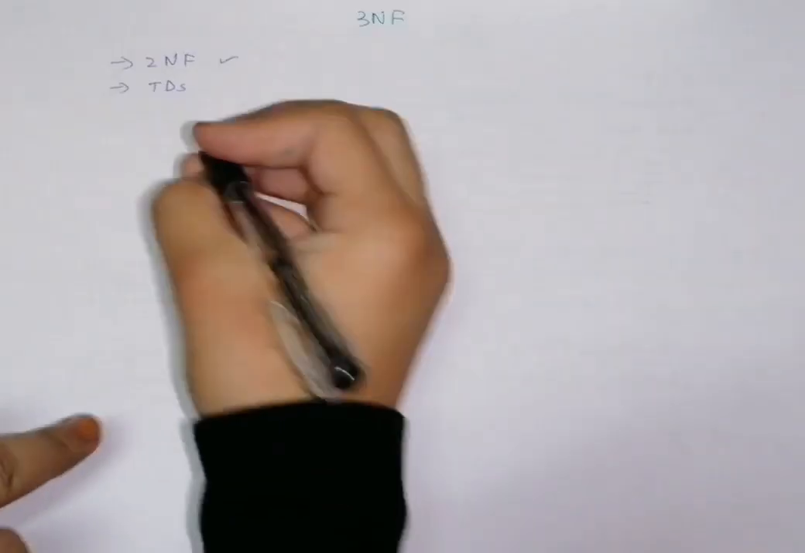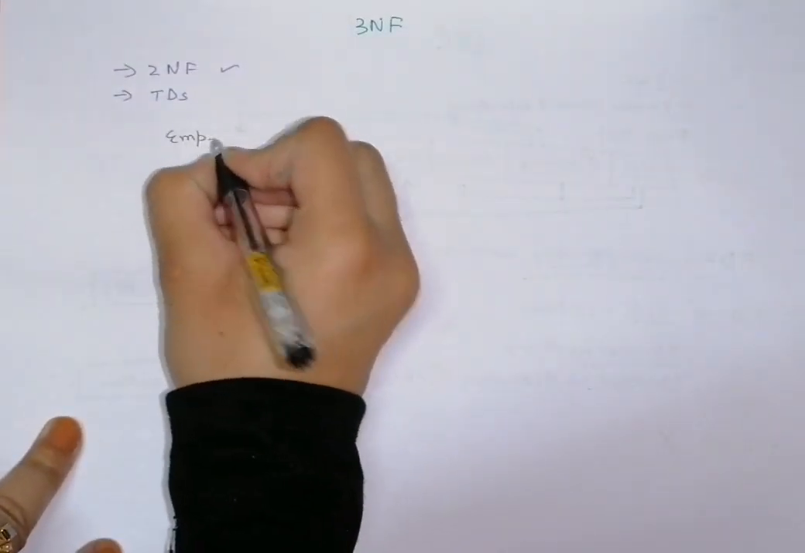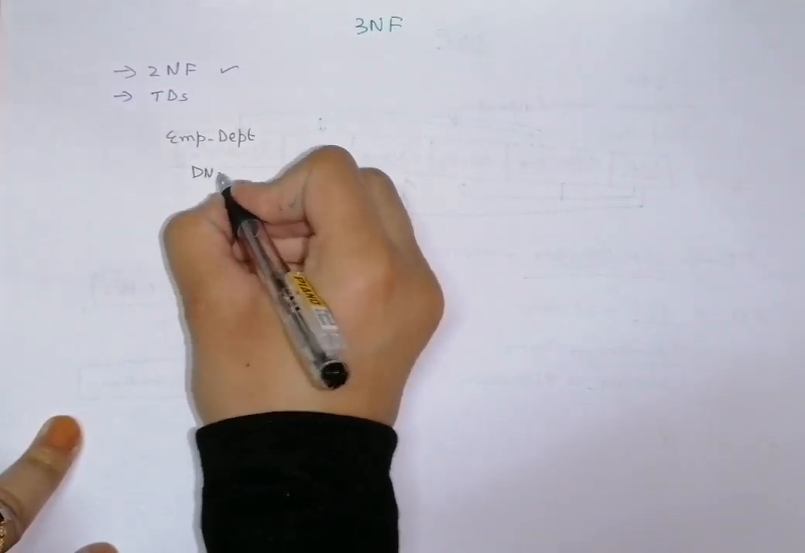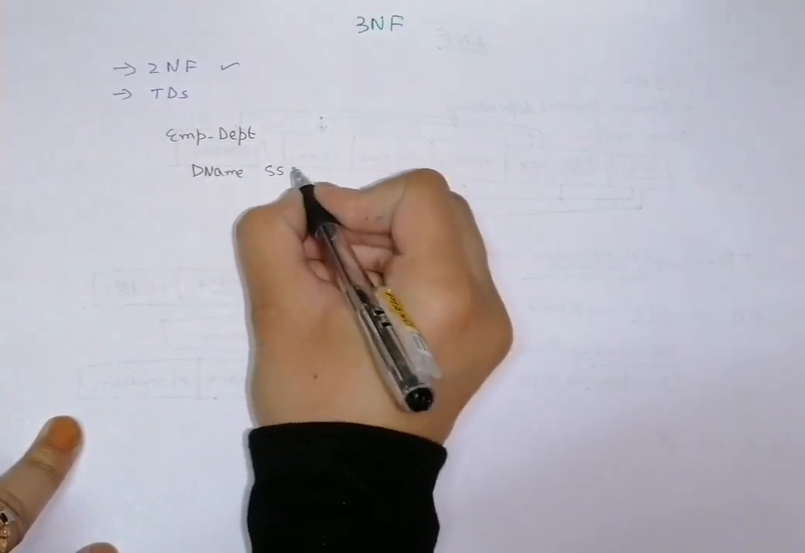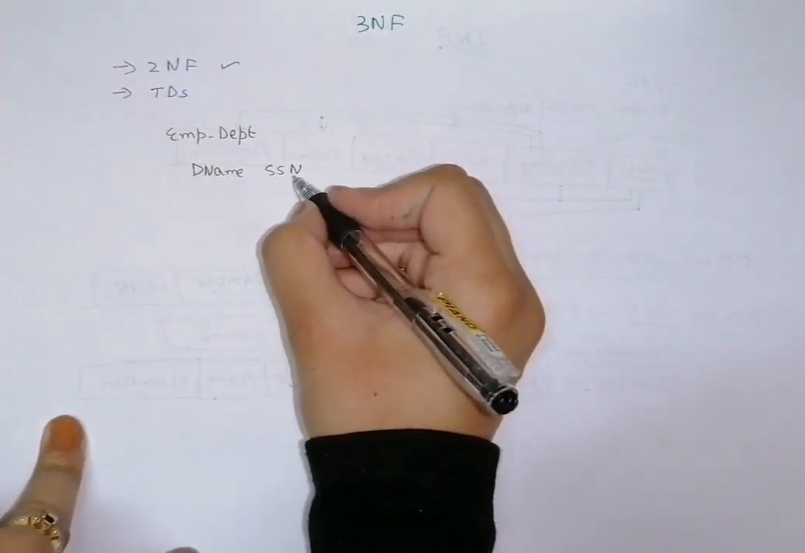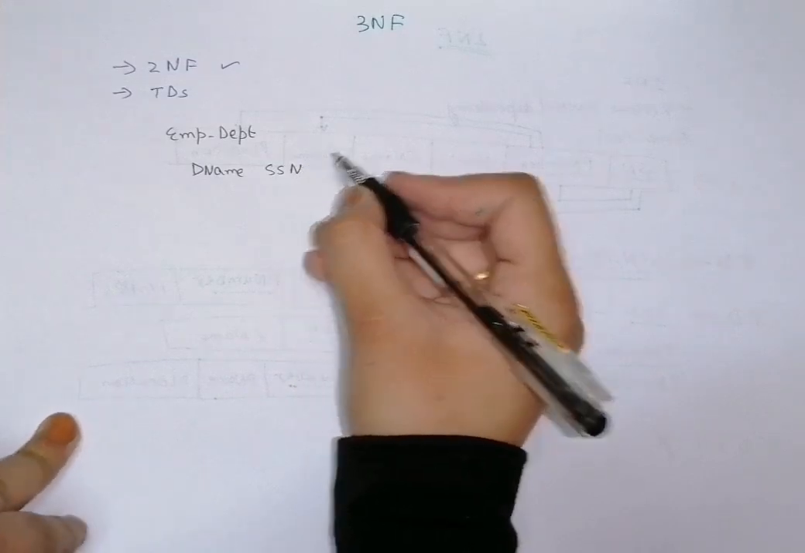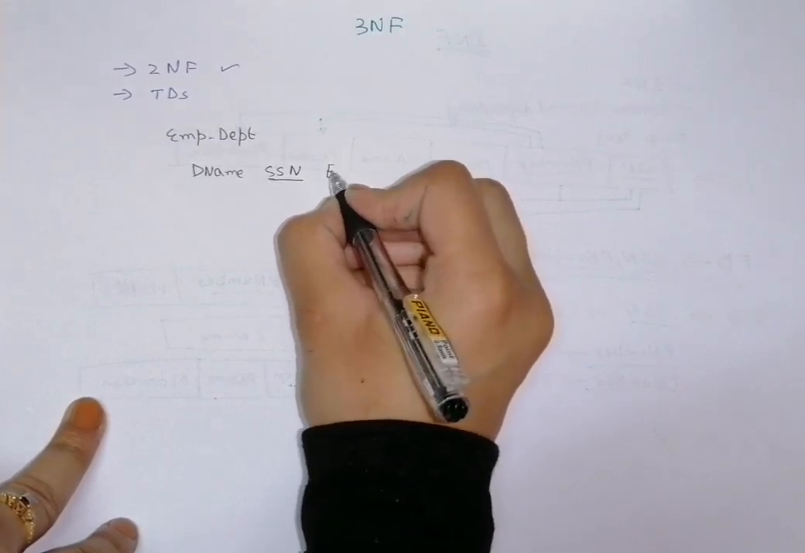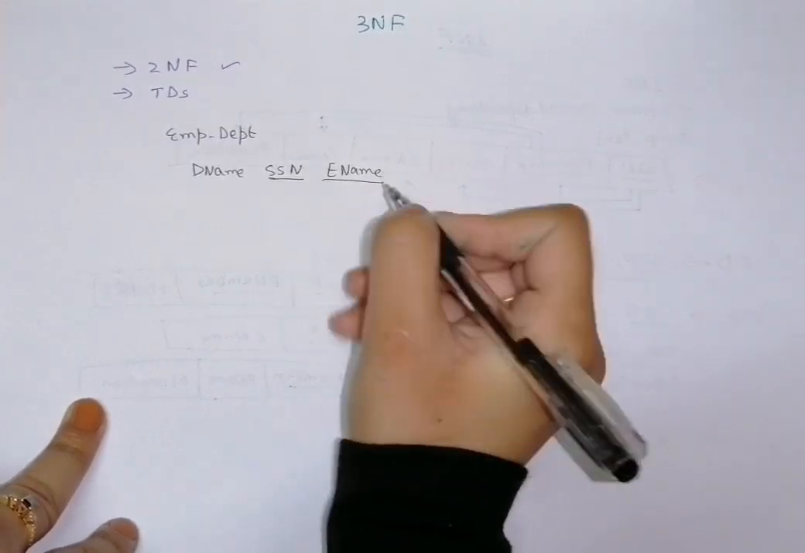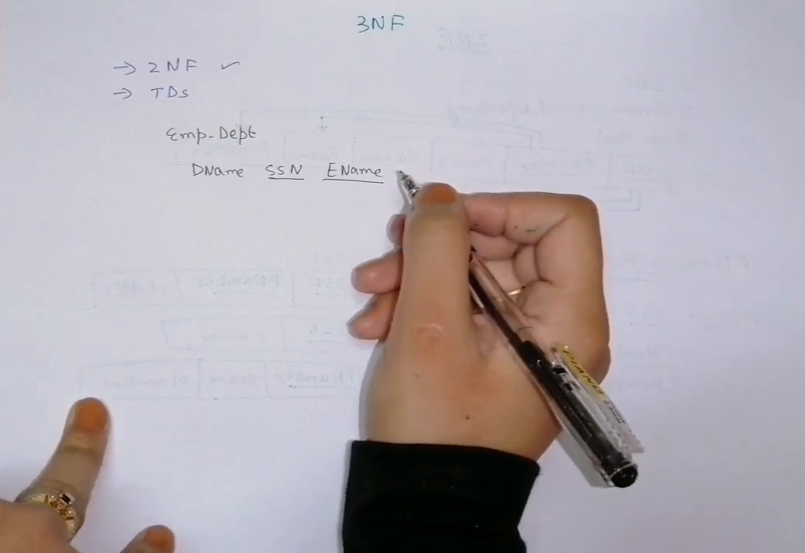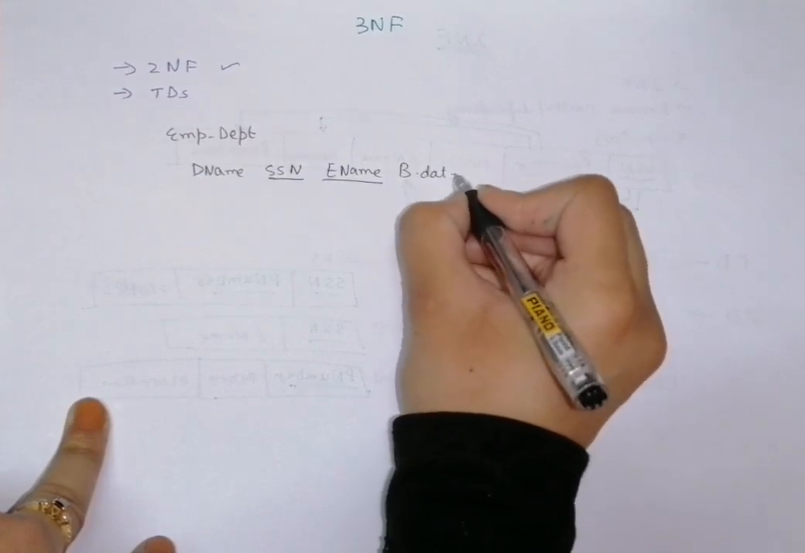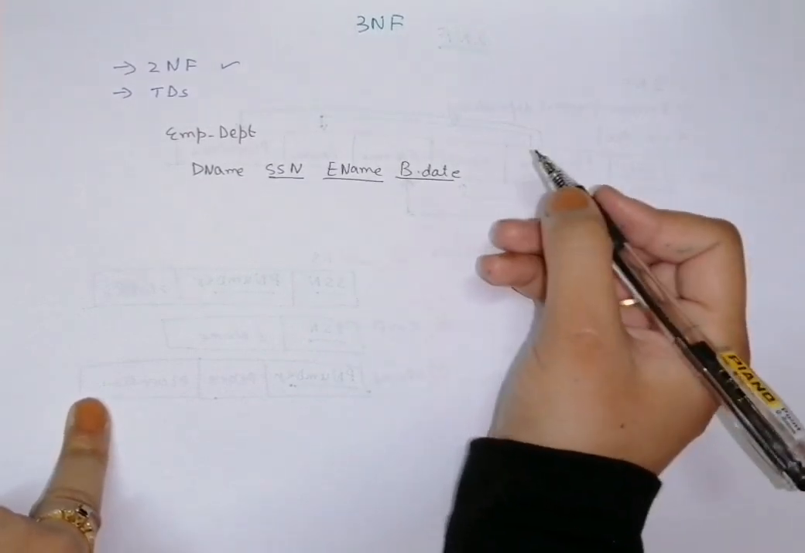So in order to explain that, let's consider a table as schema. Take the example of an employee department table or schema, where we have attributes like department name, SSN, and employee name. Department name is the name of the department, and SSN is the unique identifier of the employee. Employee name represents the name of the employee. You can add any attribute, like birth date, that represents the birth date of an employee, or any other attribute that you may want.